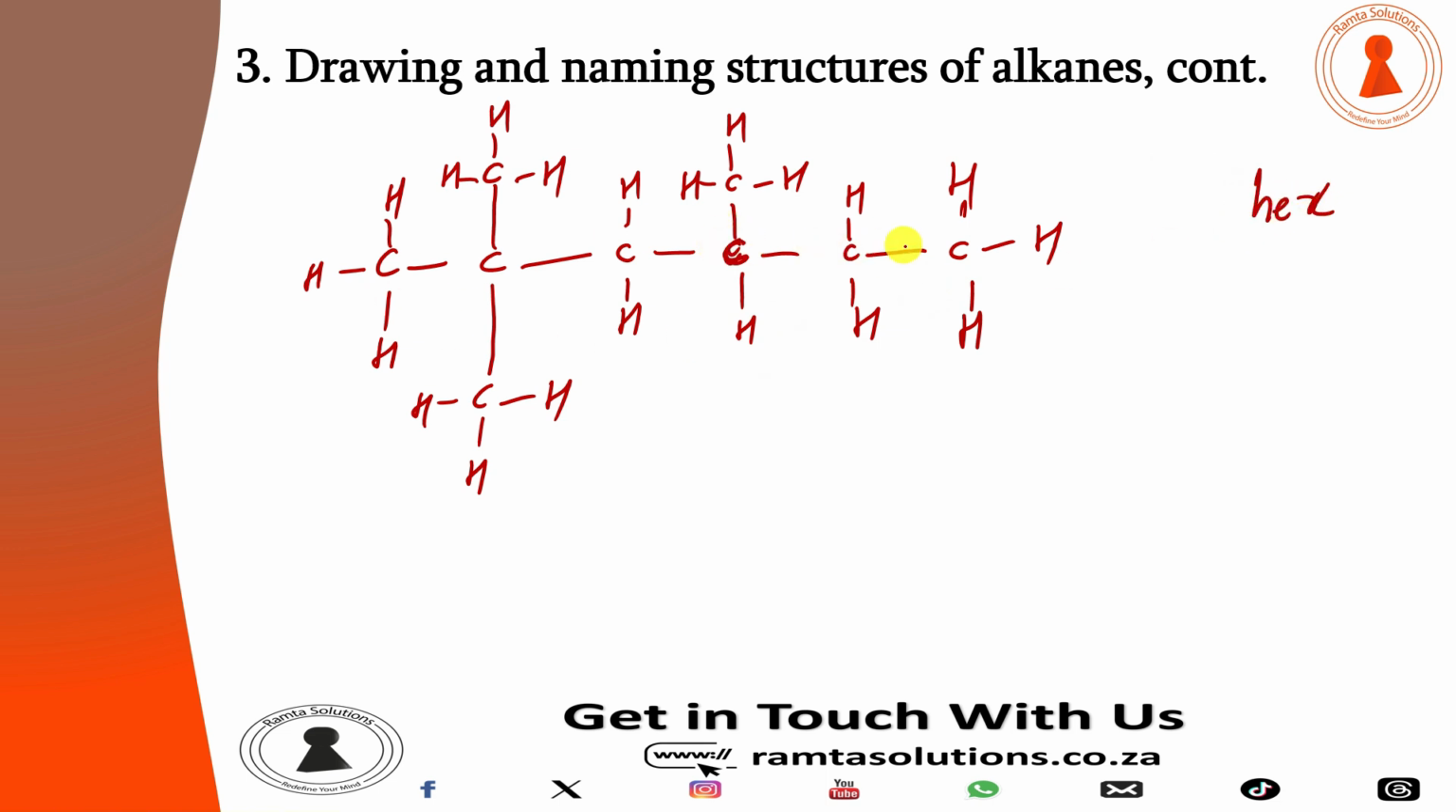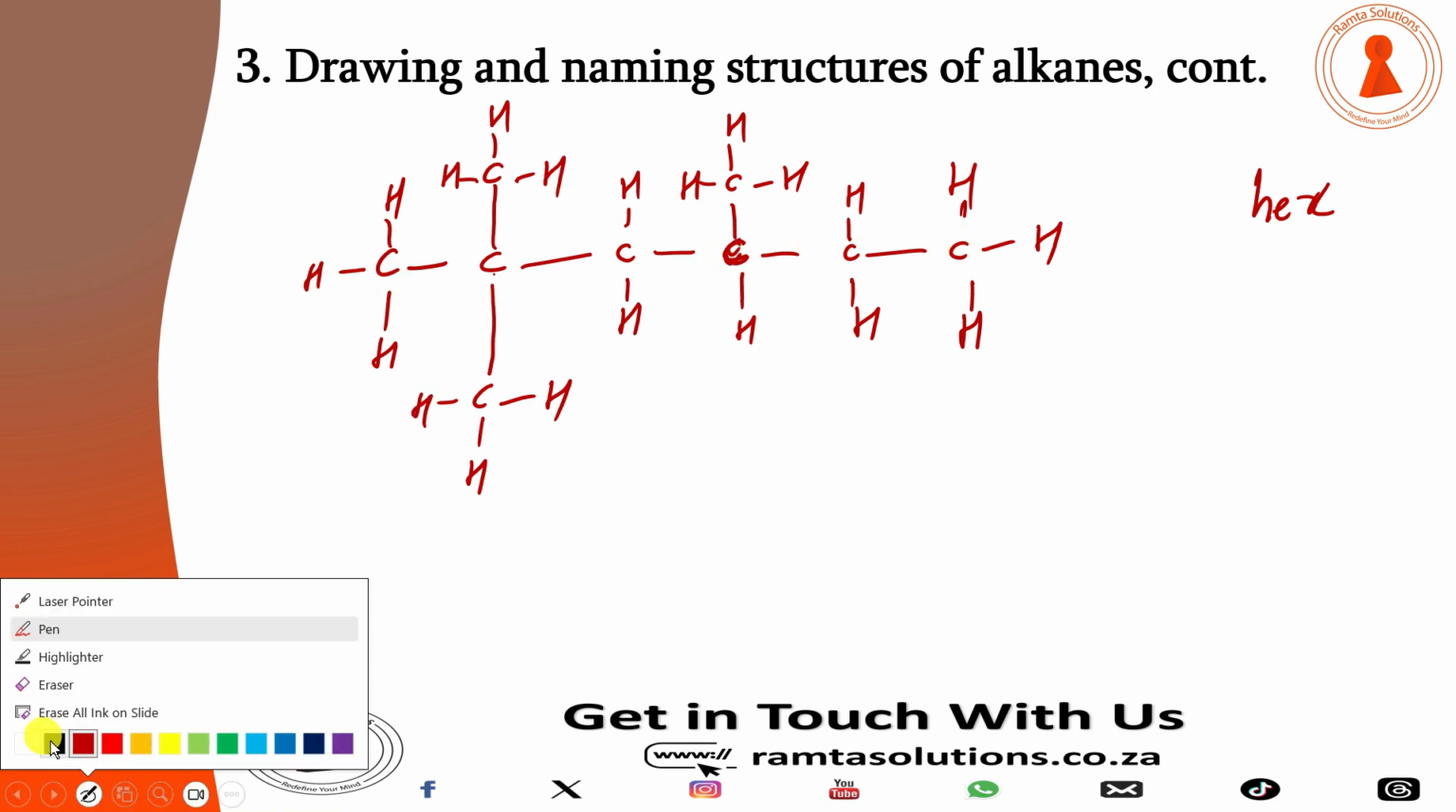Now, where do we start numbering? 1, 2, 3, 4, 5, 6. Okay, it's 6. Where do we start numbering? Okay, I see disturbance at carbon 2. 1, 2, 3. Okay, from the left, guys. We start numbering from the left.